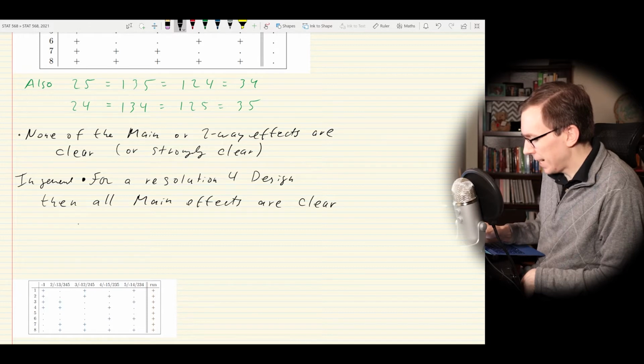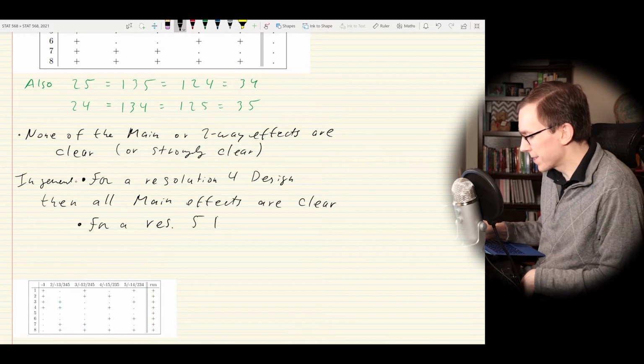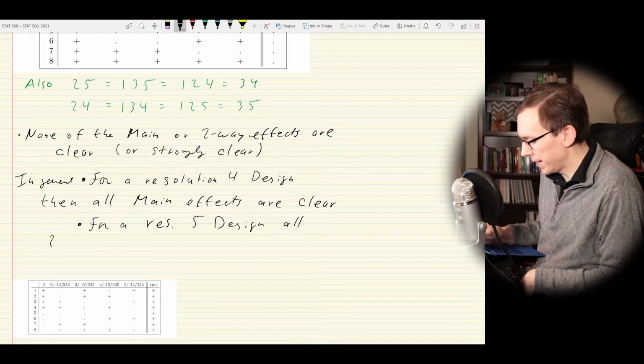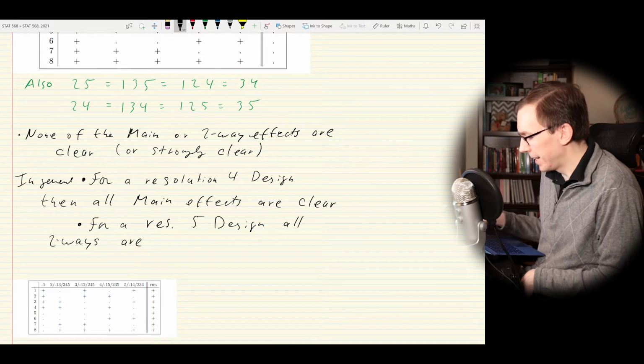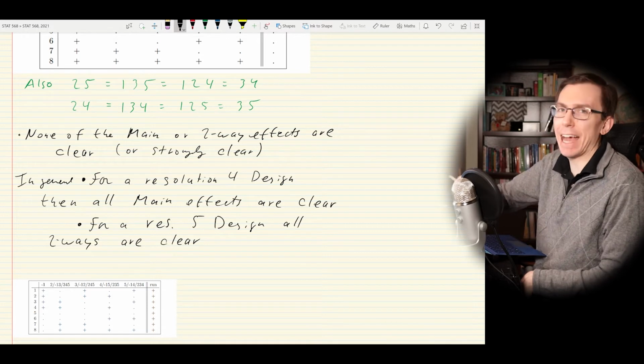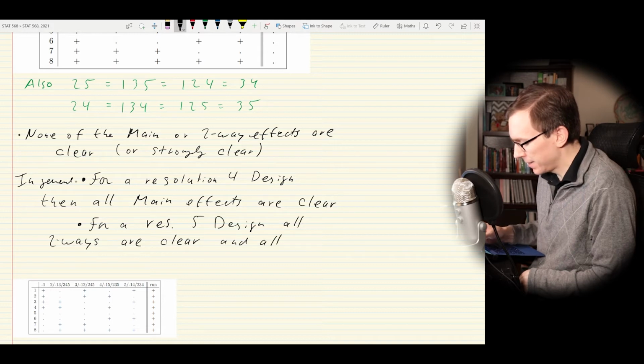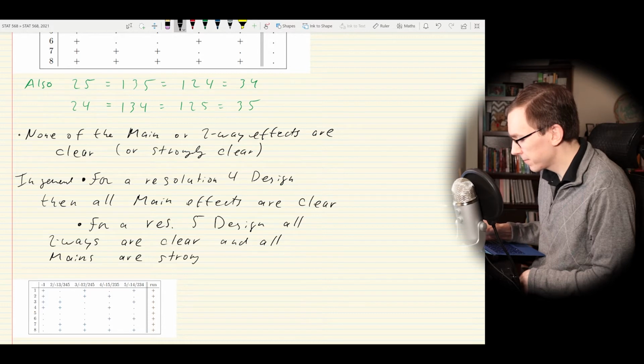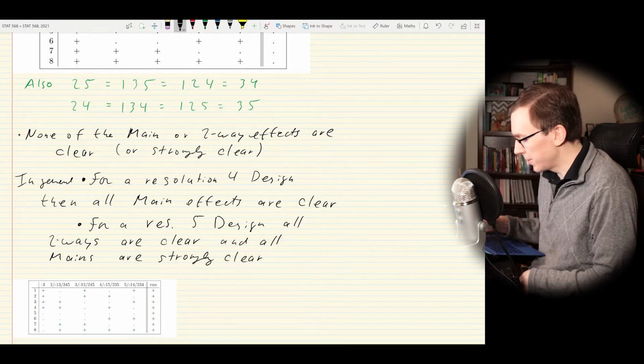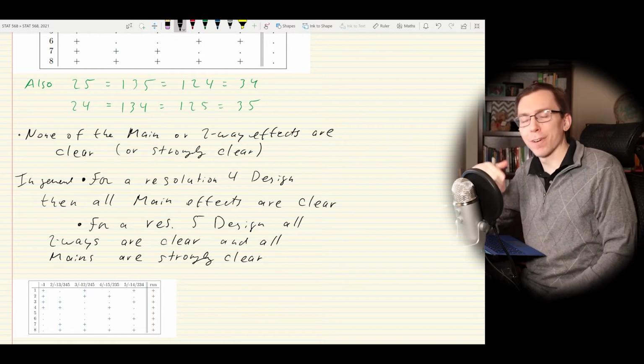And this will put a little dot there. That's true. And the other thing is that for a resolution 5 design, all two-ways are clear, at least clear. Again, they could be strongly clear, but they have to at least be clear. And all mains are strongly clear. So this is why, again, people like resolution 4 or 5 designs.